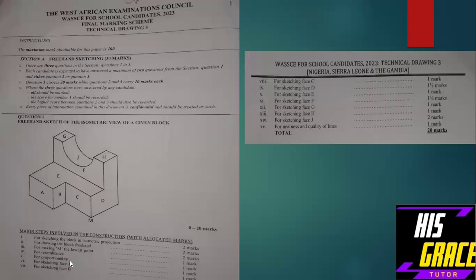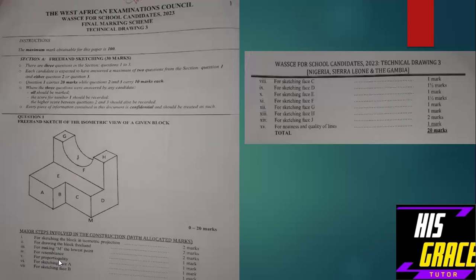Then for proportionality, 1 mark. What does that mean? You need to look at the dimensions given on that orthographic view. If the length of a particular line is 50 millimeters, you have to sketch close to that 50 millimeters or a little bit more than that. The object should not be too small and should not be too big. That's what they mean by proportionality.